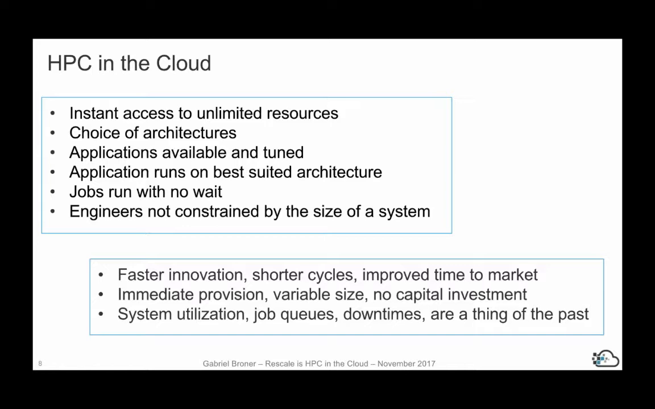The engineers are not constrained by the size of a system. Another thing I hear from my customers is, when somebody shows up with a big job, I'll ask them, how often are you going to run that job? The reality is they're not going to know. They want to try this big model. If this works, they may come up with a new innovation, but they cannot do it on a fixed size system. So what this leads to is faster innovation. If I have access to the CPUs I need when I need, I can do faster innovation. I can do shorter design cycles.